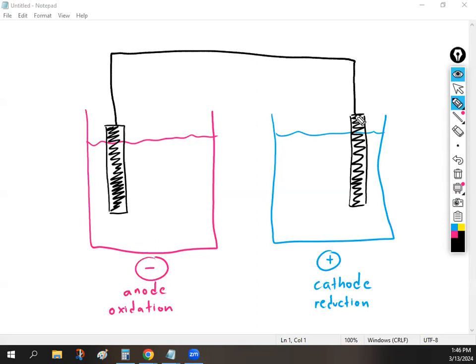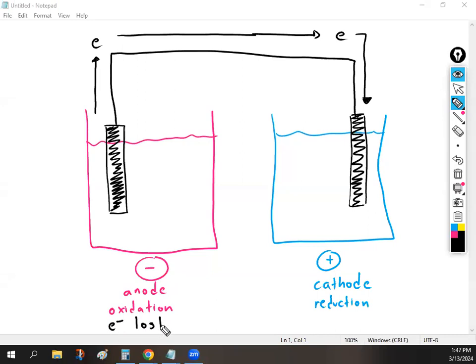Okay. And basically what happens is, since this is oxidation, electrons are lost, right? So the electrons are going to leave the anode and they're going to travel along the wire and into the cathode. Okay, so this is the direction of the electrons. Just remember, oxidation, electrons are lost. And then reduction, electrons are gained. And so the anode loses electrons and goes into the cathode.